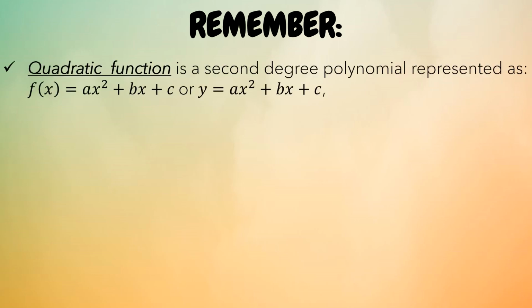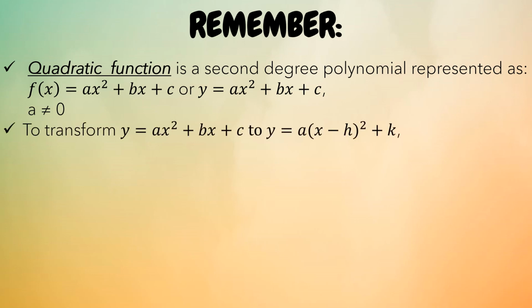Let us now summarize what we have learned in this lesson about quadratic functions. So quadratic function is a second-degree polynomial represented as f of x equals ax squared plus bx plus c, or y equals ax squared plus bx plus c, wherein a must not be equal to 0, and a, b, and c must be real numbers.